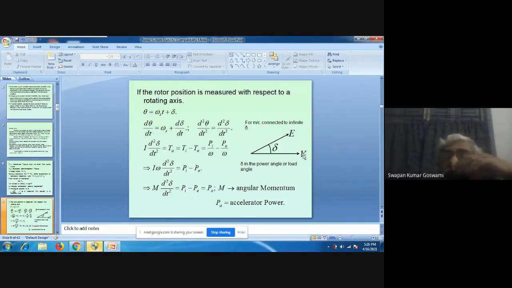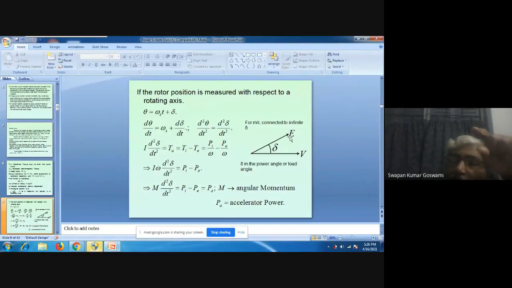So this, with respect to the stationary axis, is also changing. What is its position with respect to the stationary axis? It is omega st. So what is the position of the rotor with respect to that reference axis? It is omega st plus delta, because this is a moving axis. The rotor is also moving at synchronous speed at steady state, so delta is fixed. Now this is always moving at synchronous speed.